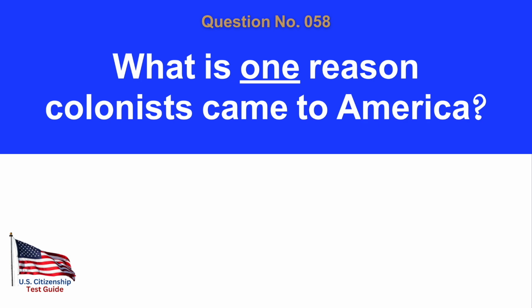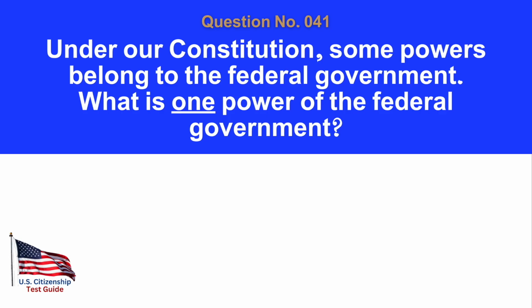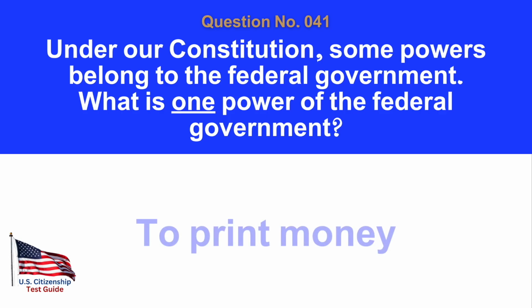What is one reason colonists came to America? Freedom. Under our Constitution, some powers belong to the federal government. What is one power of the federal government? To print money.